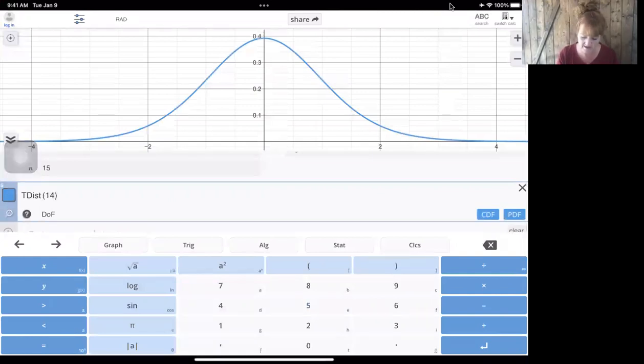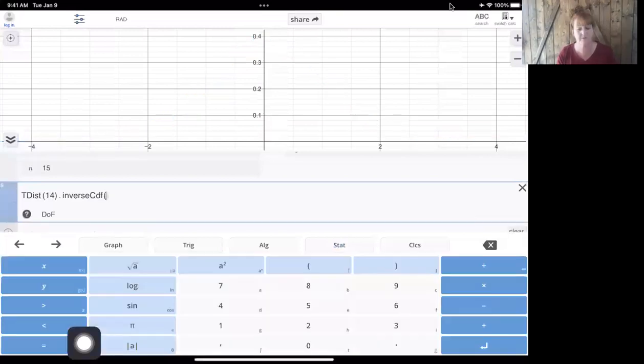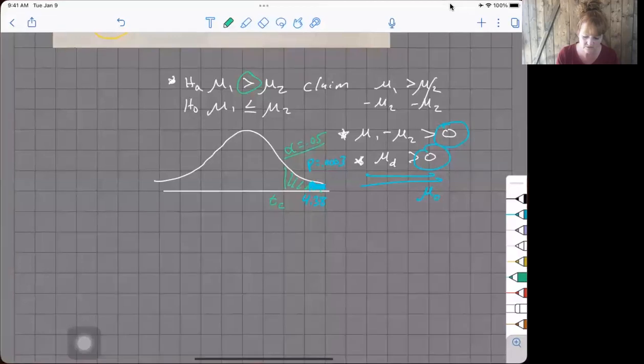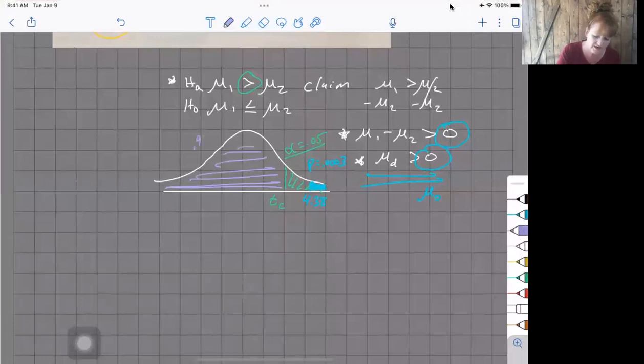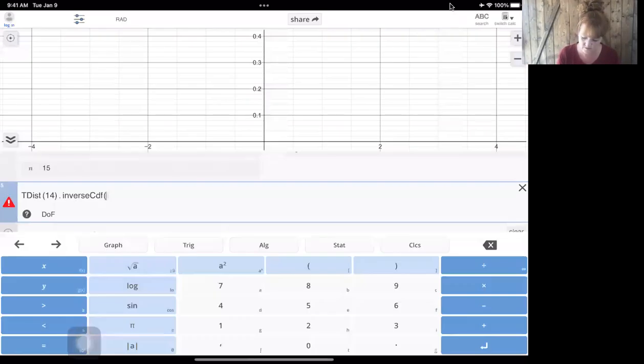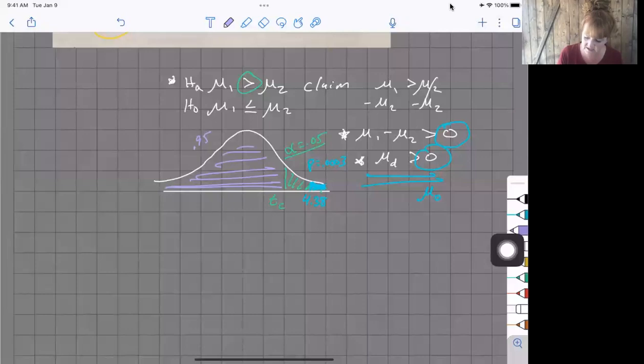And then I'm going to go back into stat, into distribution, and I'm going to do the inverse, because remember, I've got an area and I want a value. This measures from the left. So if my alpha value is 0.05, what I'm going to enter into my inverse CDF is 0.95 to get my critical value. And there we have it, 1.76. So this T critical is 1.76.